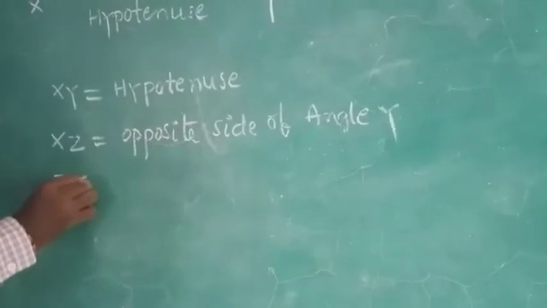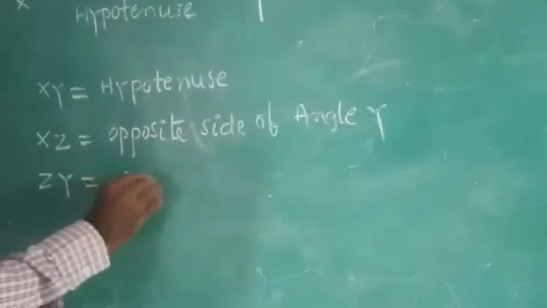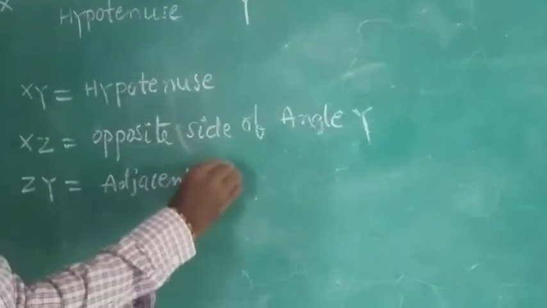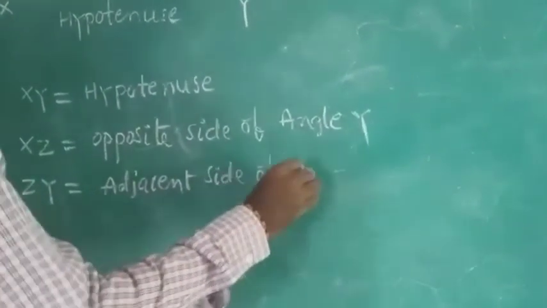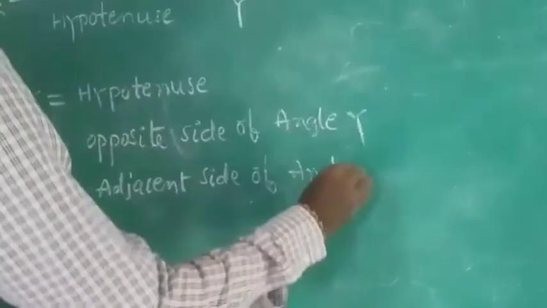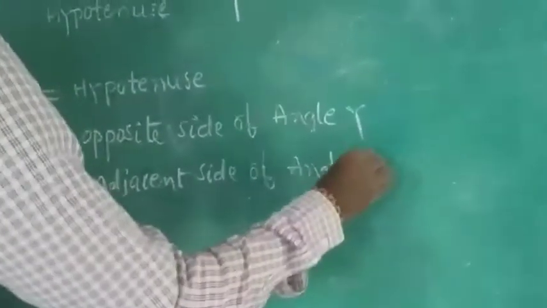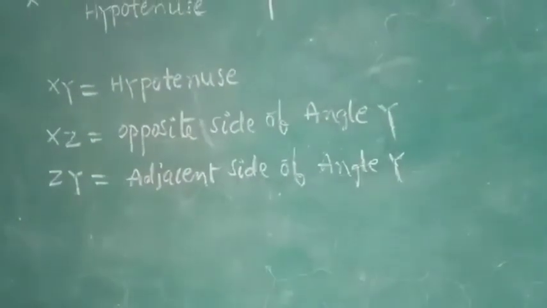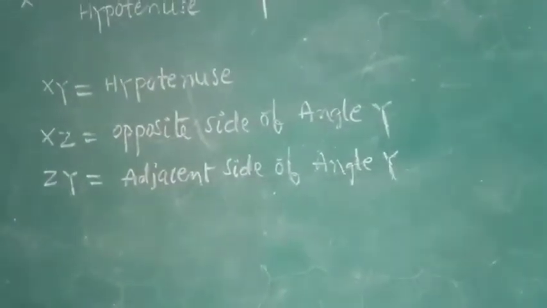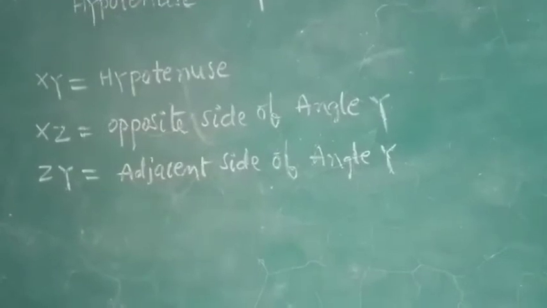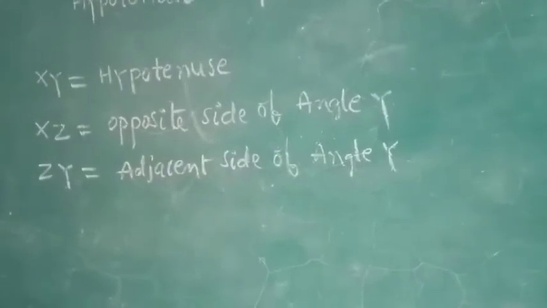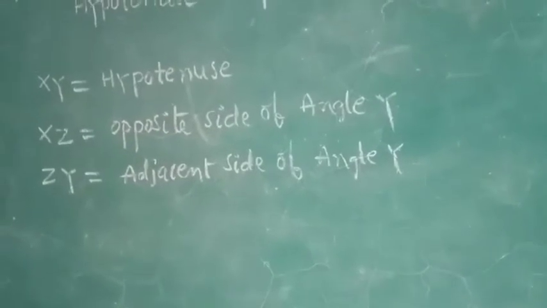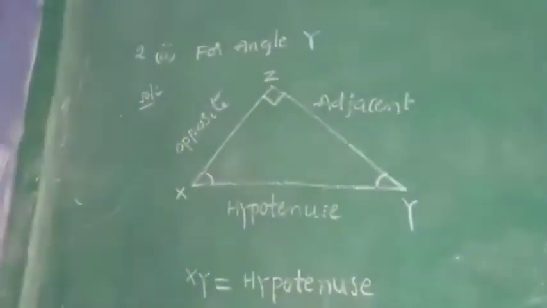Then next, what is left? ZY, YZ. Adjacent side of angle Y. This is the answer. So it's clear. So concentrate on that problem.